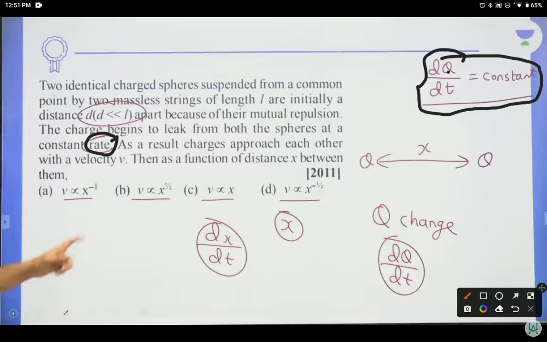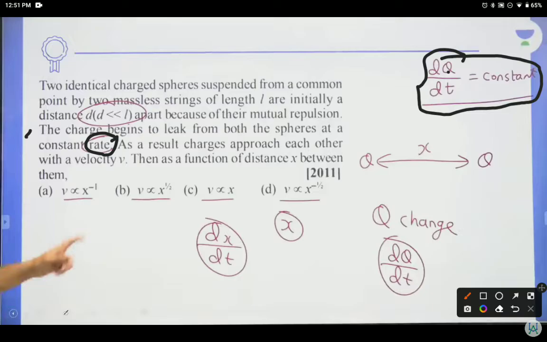Apart because of their mutual repulsion. That means both are identical charges. We already know that identical charges always repel each other. Due to that mutual repulsion, they go away from each other to a distance d.